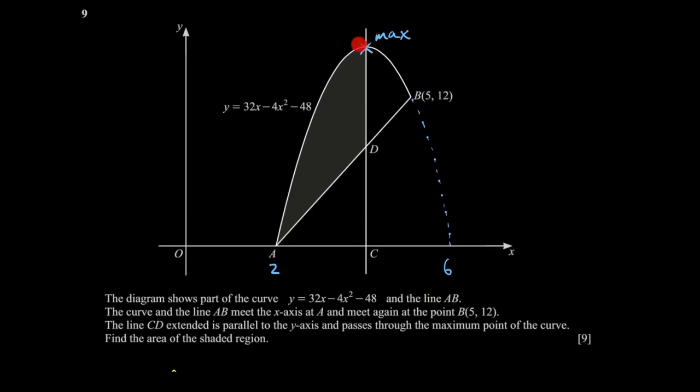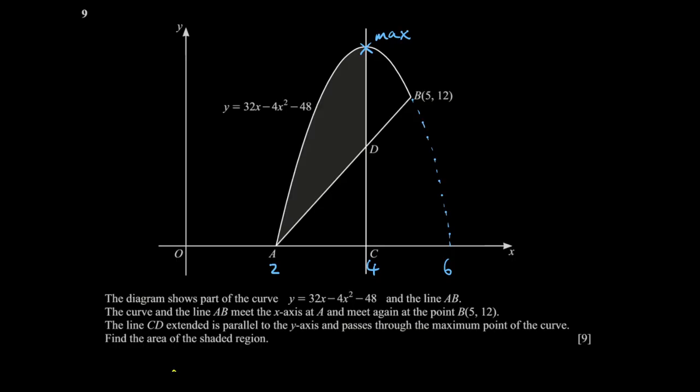Because the maximum point is the vertex of this quadratic, and the vertex is always in between the two roots or the two x-intercepts. So what's the midpoint of 2 and 6? Well, it's going to be 4, isn't it, right? So we pretty much know that the x-coordinate of C is also going to be 4. Okay, all right then. So we now know our A and we know our C. So we're going to be able to integrate underneath the curve between those two values.